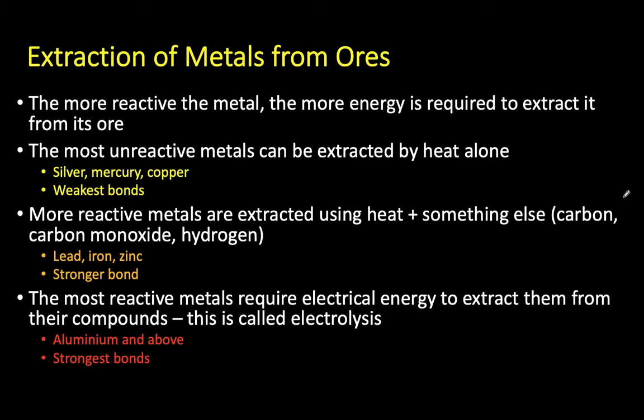We need the electrical energy because the bonds formed between the metal and the sulfur or oxygen in the ore are the strongest bonds. We need to break those, and to break those we need electricity. Anything from aluminium and above on your electrochemical series will need to be extracted from its ore using electricity. So, how do we do it?